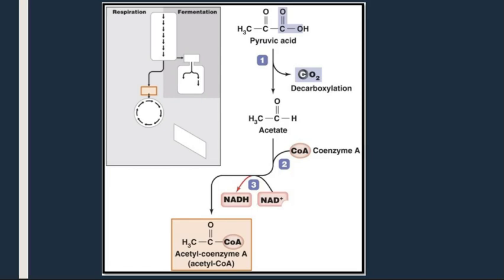Remember, 2 molecules of pyruvate were produced in glycolysis. Therefore, for each glucose molecule, the preparatory step must occur twice.